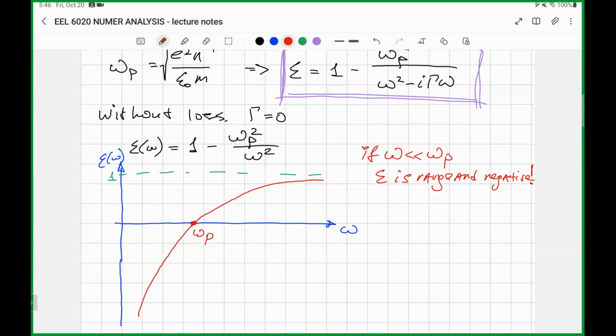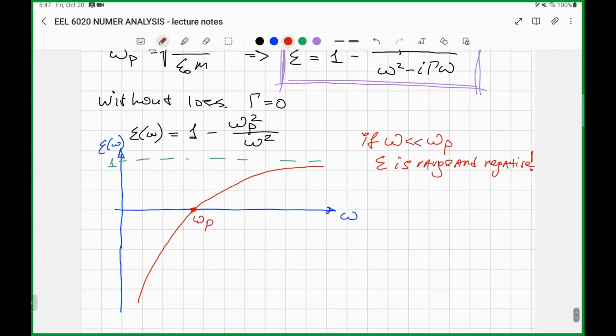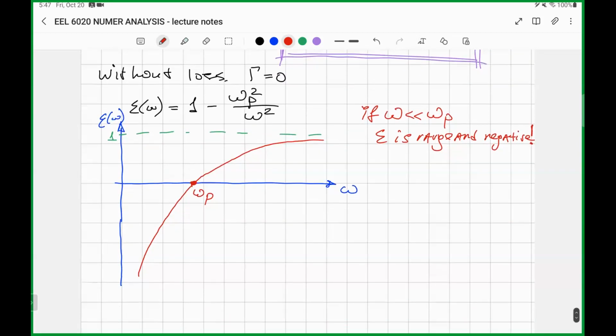And this is quite important because this allows metals to basically reflect waves. It allows mirrors to work, etc. The fact that epsilon is very large and negative. Why? Because in this case, when we have no losses, the energy cannot dissipate, right? So no dissipation in this case.